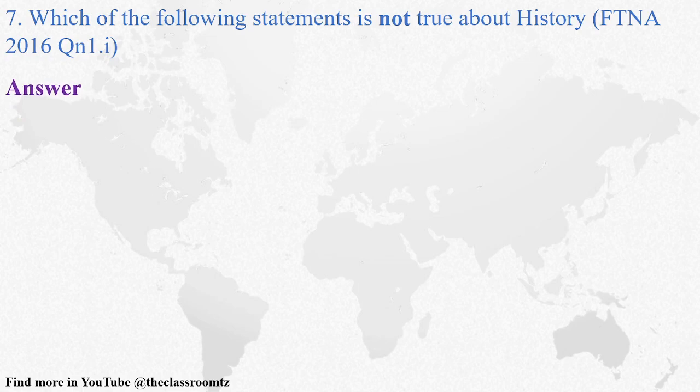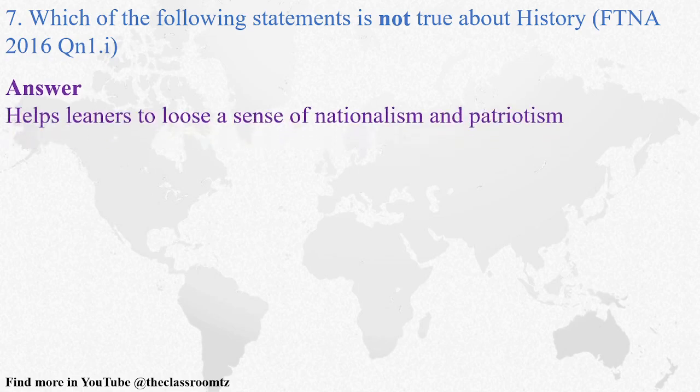So the answer was, help learners to lose a sense of nationalism and patriotism. Actually, the question needs you to analyze or understand the definition of history. If you know the definition of history, the other alternatives given there were the opposite of the definition of history. For example, this one helps learners to lose a sense of nationalism and patriotism.